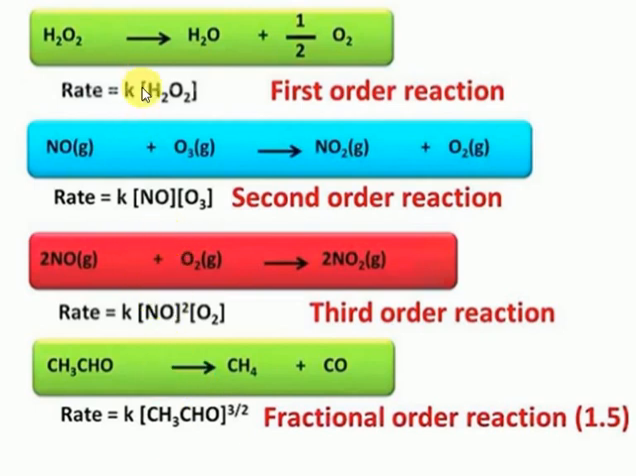Based on the concentration terms, the rate of reaction depends on them. Whenever the rate has a power of 1, it is a first order reaction. Here it is 1 plus 1, and the order is the sum of the powers of the concentration terms. Here 1 and 1 give 2, and here 2 plus 1 gives 3. Here it is 3 by 2. So it is very clear that the order may be a positive value, zero, or even a fraction.